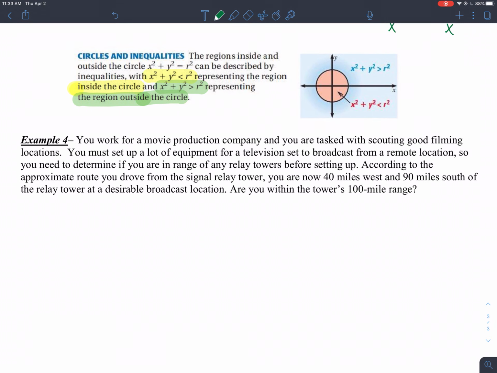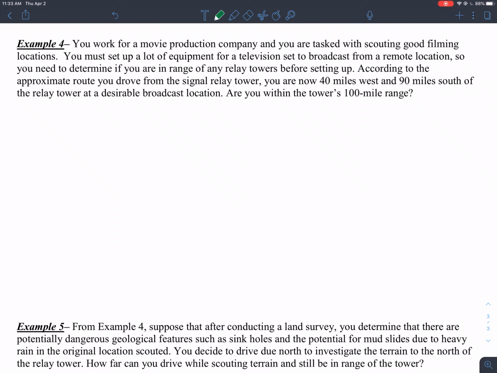Okay? So, you work for a movie production company and you are tasked with scouting good filming locations. You must set up a lot of equipment for a television set to broadcast from a remote location, so you need to determine if you are in range of any relay towers before setting up.